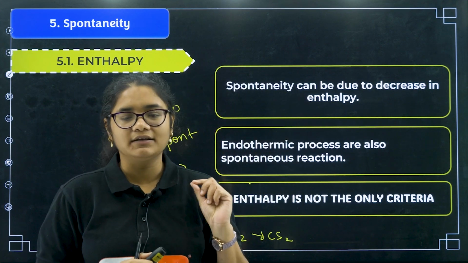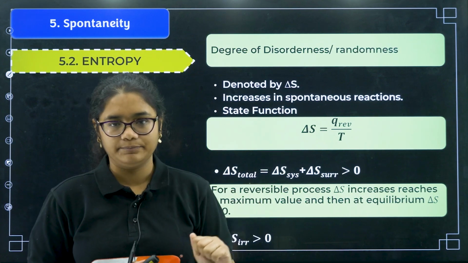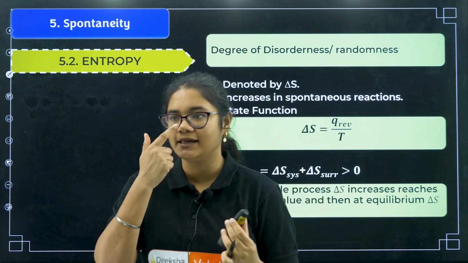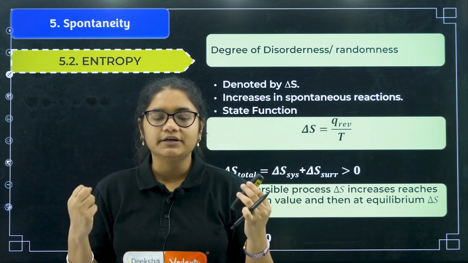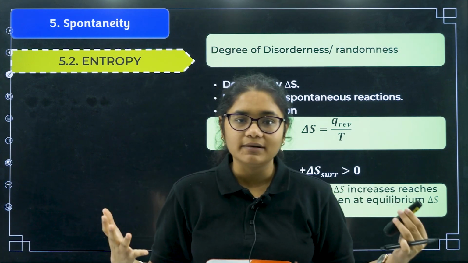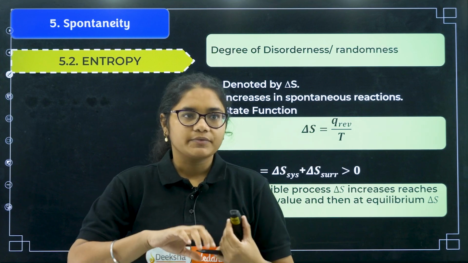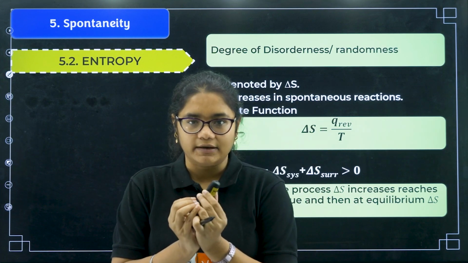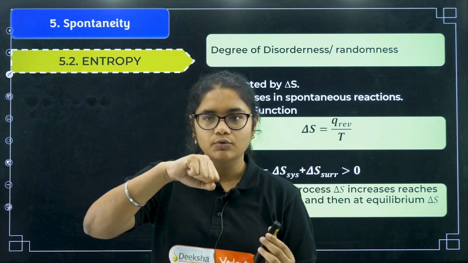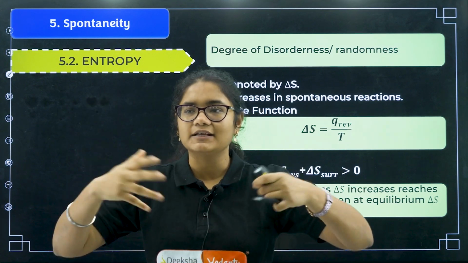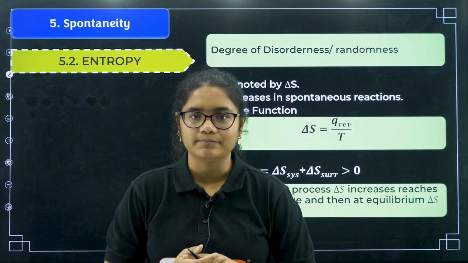So the second factor here is your entropy. Now what is entropy? Entropy is a measure of randomness or disorderness. Suppose you have taken a gas in a closed vessel, and you open the lid. You will find that the gas molecules will scatter here and there, right?